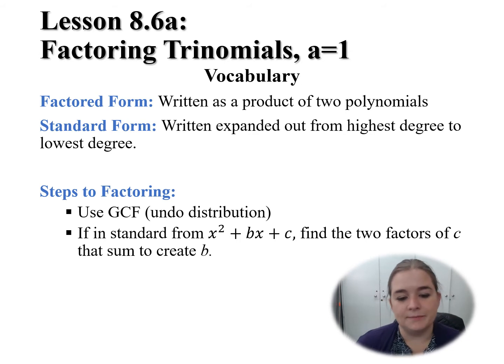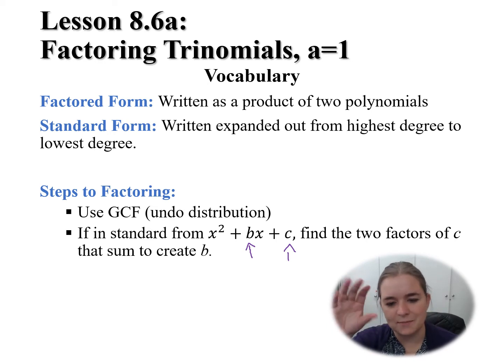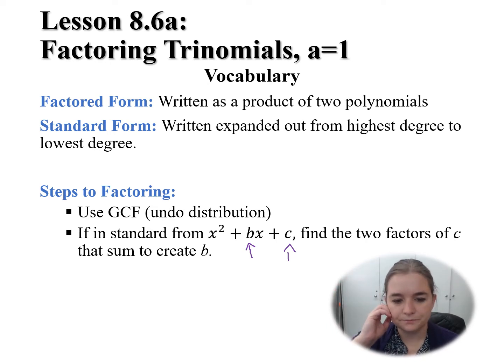So what we're going to do in this lesson is follow two steps when we're trying to factor our trinomials. The first thing we need to do is use the greatest common factor to undo any distribution. We want to pull out any terms that are common to all of the pieces of our trinomial. And then we should be in standard form at this point, ax squared plus bx plus c. I want to find the two factors of c that add up to create b. Now this seems a little confusing here. I want you to write out these steps, and then we're going to practice with this, and it'll make more sense. So, two vocab terms and then steps to follow that we should write down. When you're ready, head on to the next part.